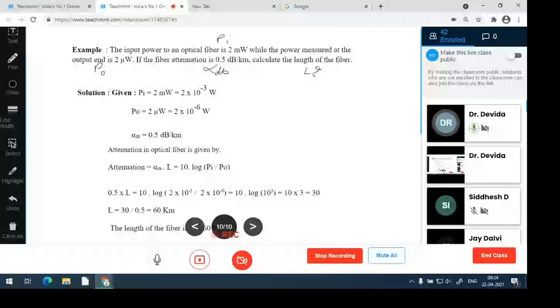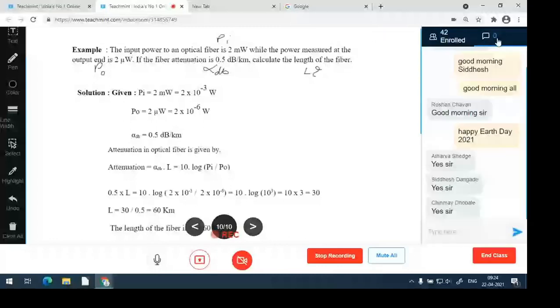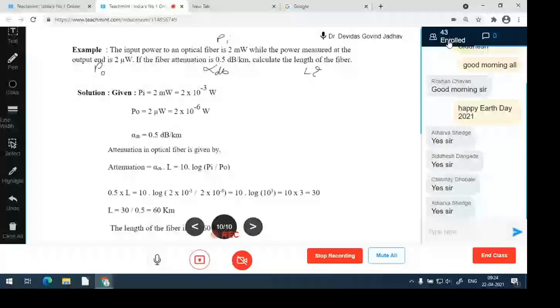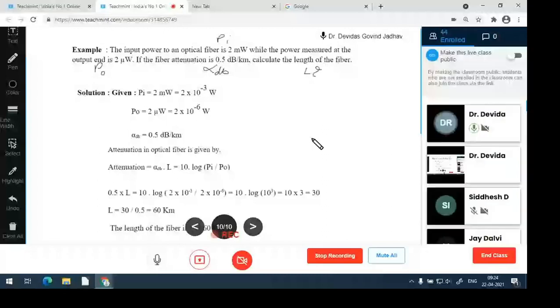So am I audible? This is the last problem. Am I audible? Friends, yes, thank you, Atharva. So let us sort it out. Let us solve this problem.